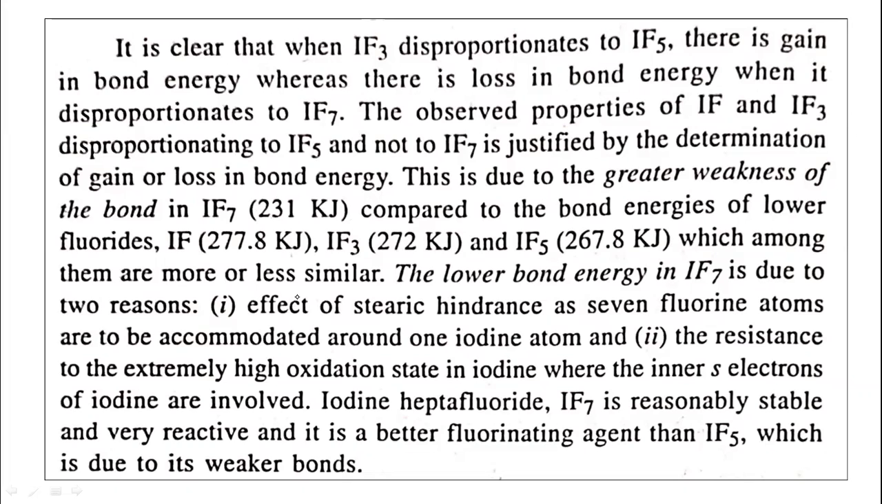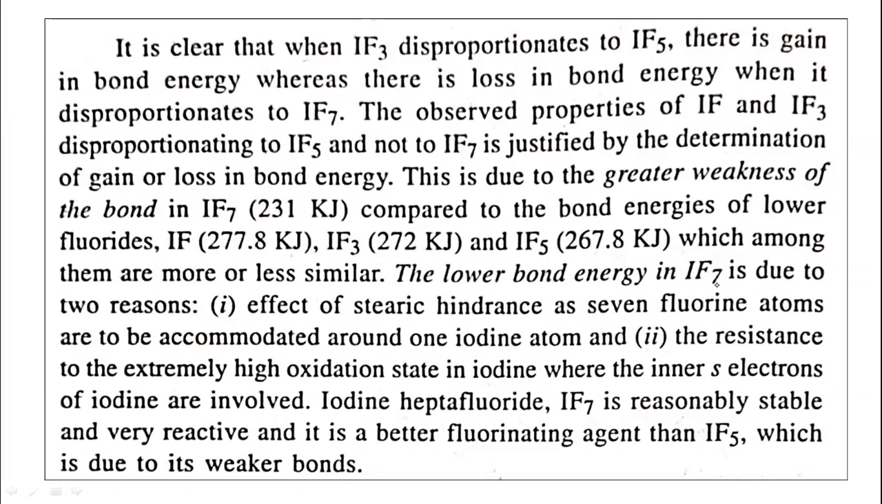Okay, so this is due to the greater weakness of the bond, because in IF7 there are 7 fluorine atoms bonded to the iodine. Crowding is very large here. So the bond energy is less because it destabilizes the molecule. As the crowding increases, it destabilizes the molecule. So bond energy will be less here as compared to the other lower interhalogen compounds. IF is 277, IF3 is 272, IF5 is 267.8, but in IF7 it is 231. Okay, so this is very less.